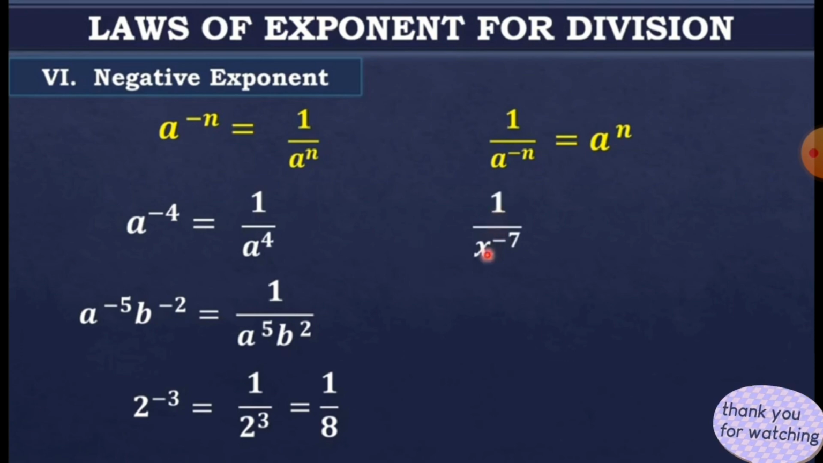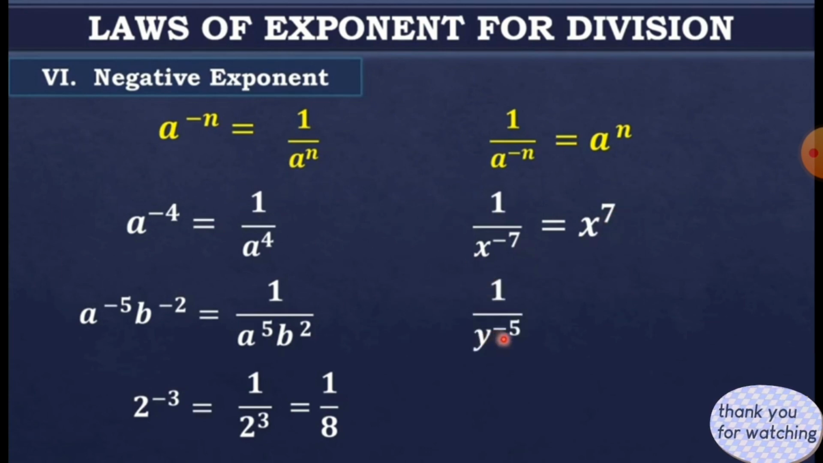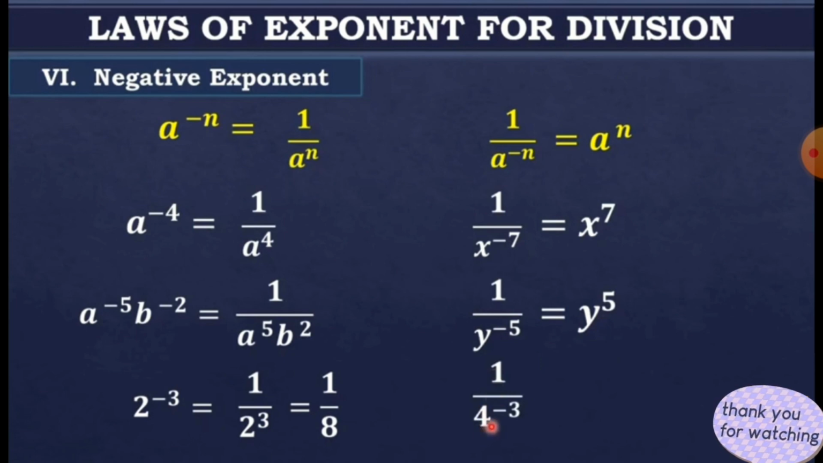Now, if ganito yung pattern, yung fraction form, the same procedure we do, we have to make the negative exponent to positive. So, how? We have to get the reciprocal. So, pabaliktad lang. So, magiging x raised to 7. Ito po, magiging y raised to 5. Then, this one, magiging 4 raised to 3. Okay, so 4 cube. And then, since we can simplify 4 cube, magiging 64. So, that's our final answer.